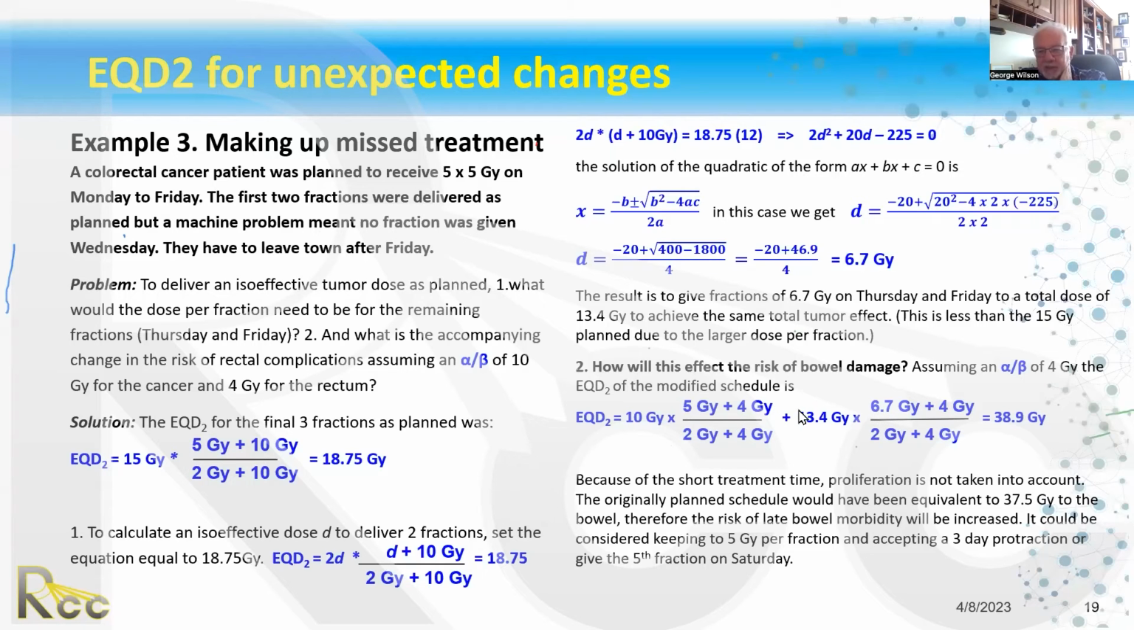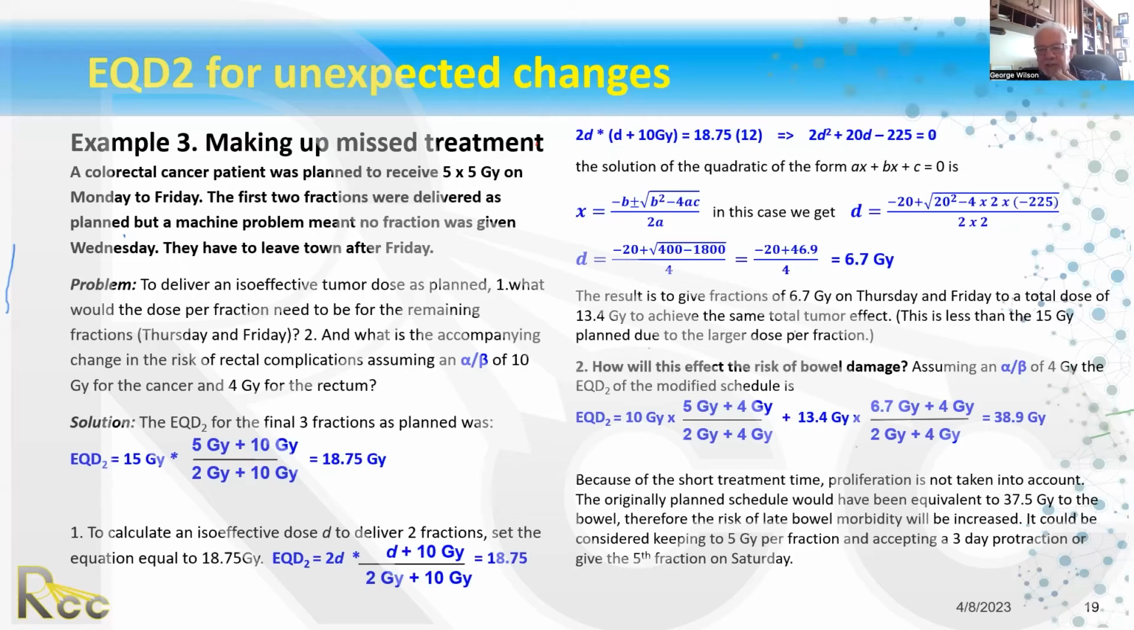And so when we do this addition for the total dose over that week, it's now 38.9 gray. If we worked out what would be the actual dose if they were given the 5 fractions of 5 gray, then that would give us an equivalent dose in 2 gray of 37.5. So this is what they would have got to the rectum. Now this is what they are getting with that change in the fraction size.